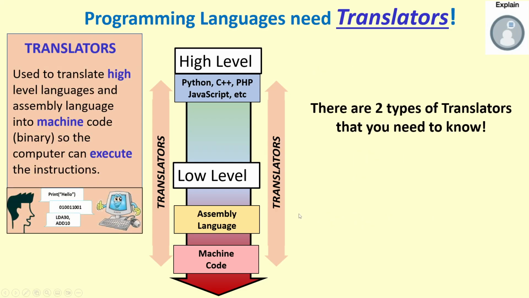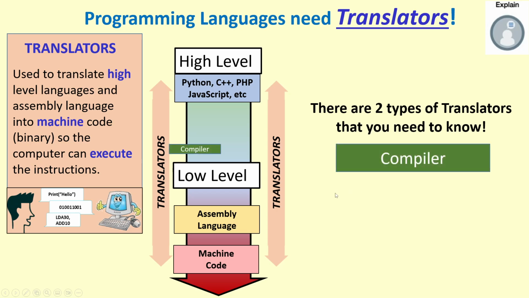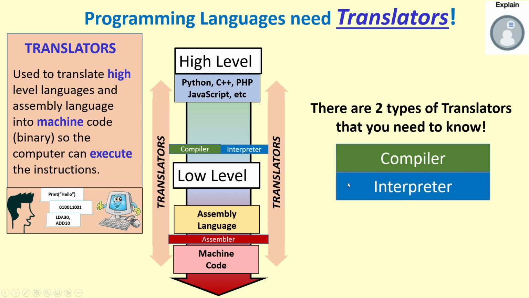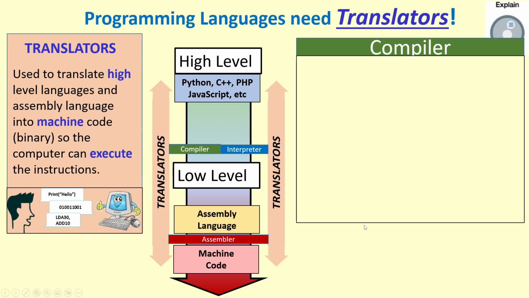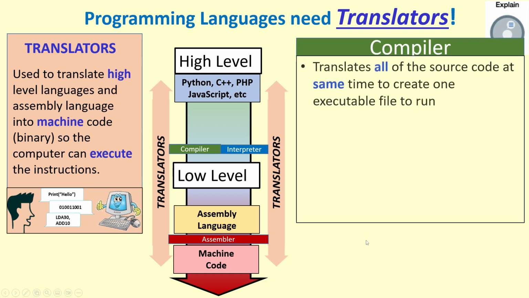So there are actually two different types of translators that we have covered and you need to know. They are called compilers and interpreters. They translate high-level languages into machine code. So compilers, how do they work? Compilers translate all the source code at the same time. They take all the code and translate it and create a single executable file, or exe file, to run.